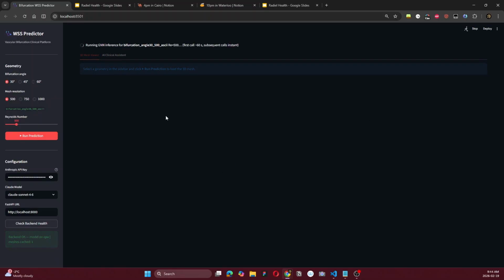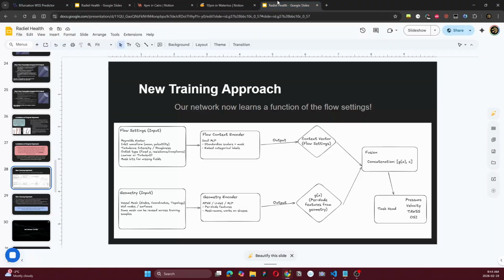So while we're running our prediction, I want to talk about how the model actually works. So we have a dual encoder system. On the top, we can encode the actual flow of the whole thing. So we can encode stuff like Reynolds number, how the inlet works, the turbulence, the outlet type, whether it's laminar, turbulent, all that stuff.